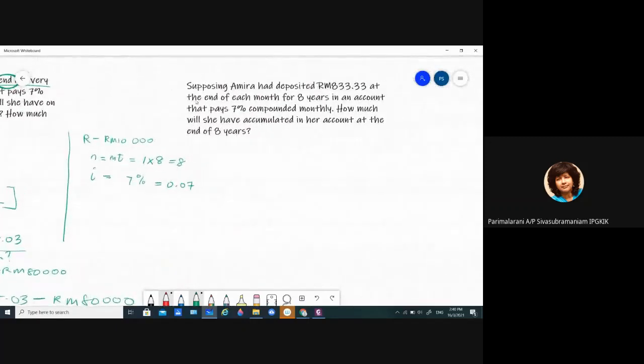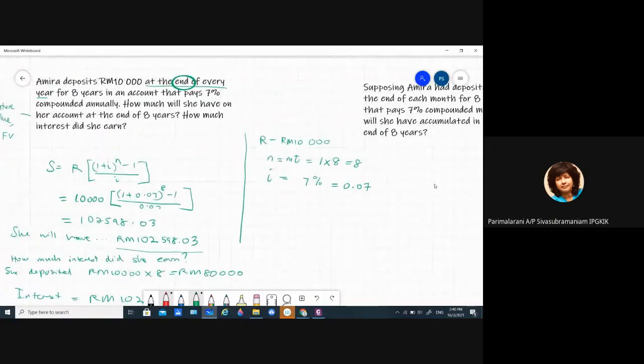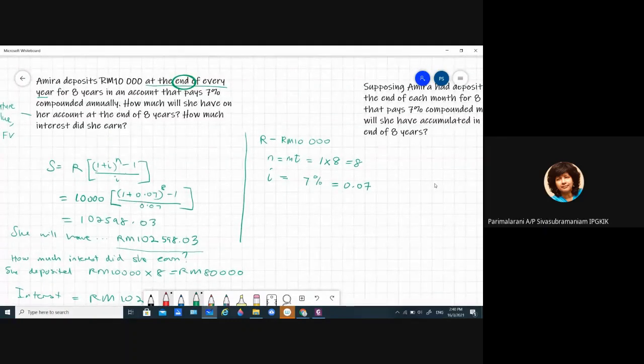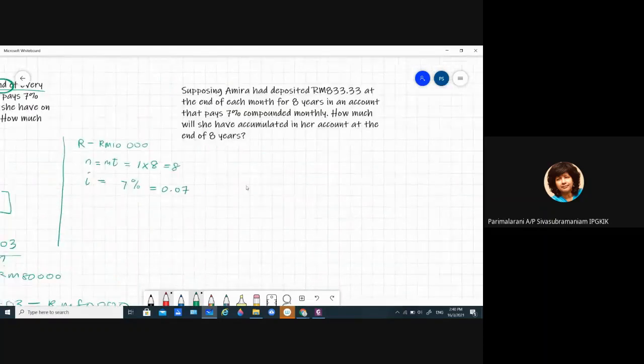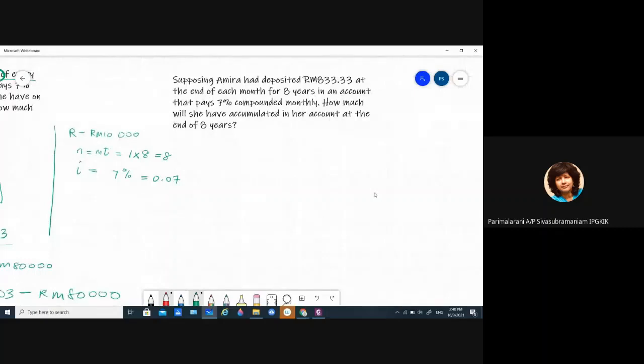Supposing Amira had deposited 833 ringgit and 33 cent. In this question, she deposited 10,000 at the end of every year. We know that 1 year is 12 months. If she wants to deposit monthly, 10,000 divided by 12 will give us 833 ringgit and 33 cent. So if she deposited this amount at the end of each month for the same number of years at the same interest rate, how much will she have at the end of 8 years?